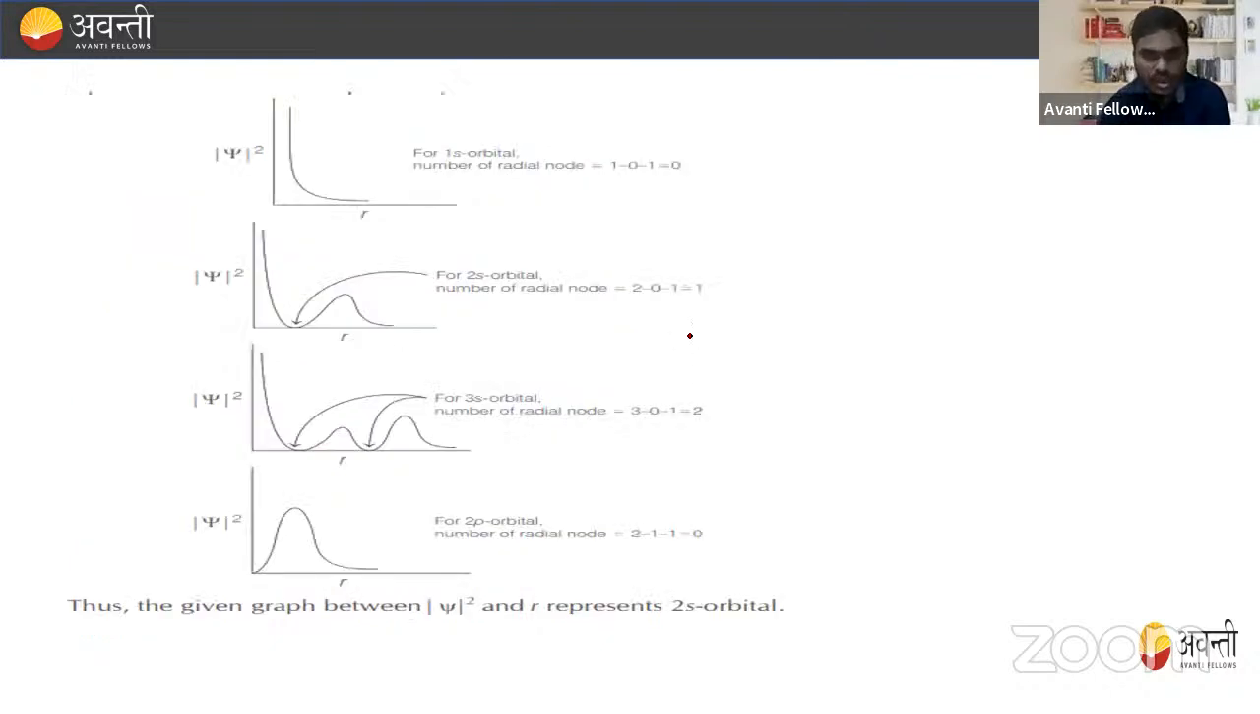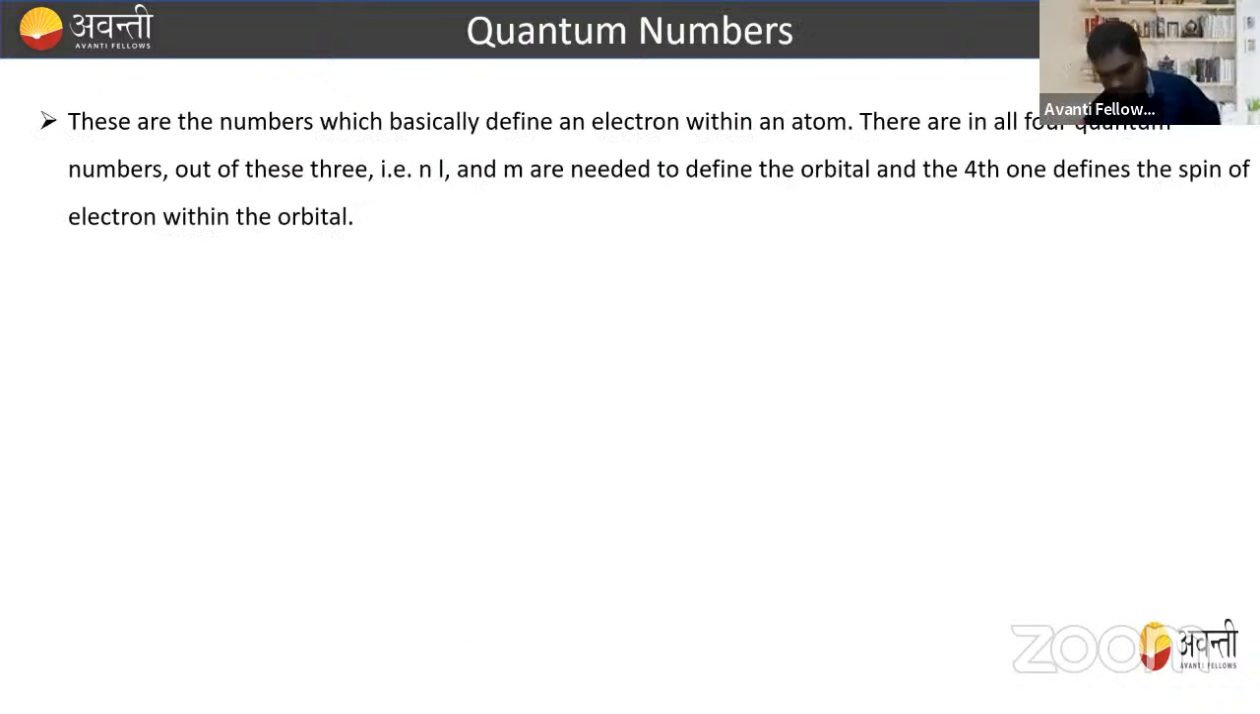Now, for the 1s orbital, the number of radial nodes is equal to 0, as we can see. For the 2s orbital, the number of radial nodes is equal to 1. For the 3s orbital, we got 2 nodes. In case of the 2p orbital, we get 0 nodes. Thus, the given graph between psi square and r represents the 2s orbital. So if someone asks which of the following graphs represents the 2s orbital, psi square and r is the answer. So this is all from the quantum mechanical model, and I hope you all understand this.